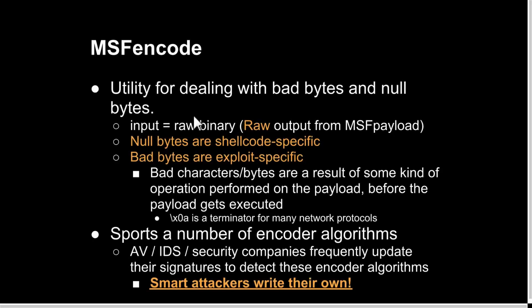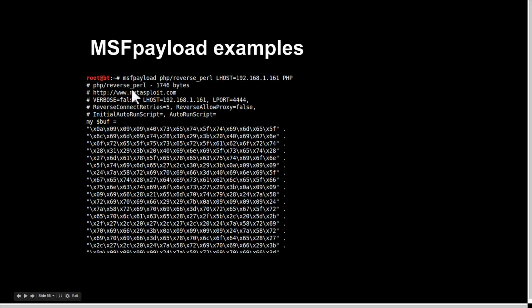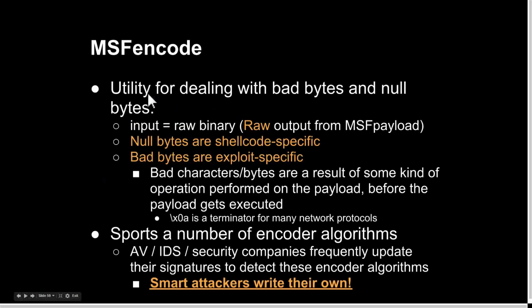So MSFencode exists. Its input is raw output from MSFpayload. And so the raw output would be specific to whatever architecture it is. So if it's x86, it can be raw x86 instructions that have been assembled.